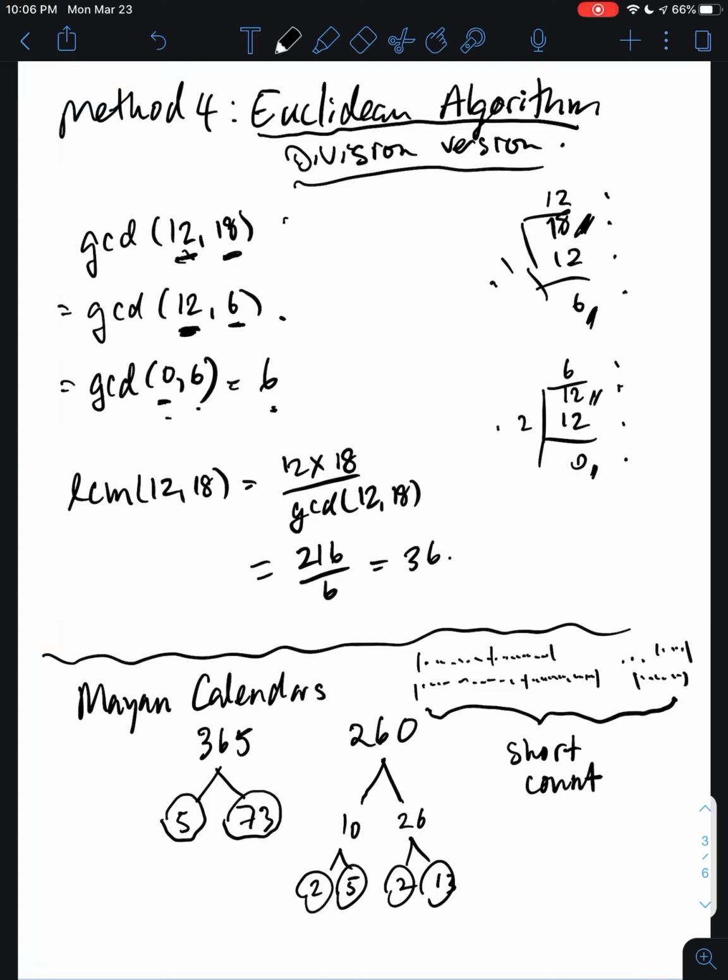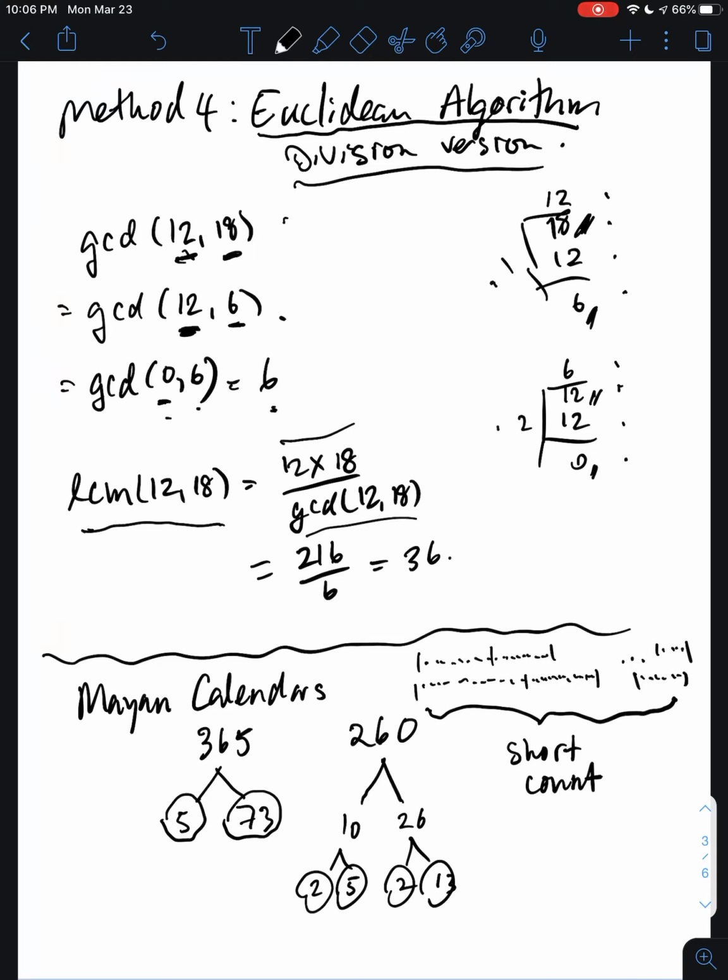So that is the Euclidean algorithm. It didn't save us a lot of time in this case. It doesn't always save us time, but sometimes it can save us an enormous amount of time. Now I just go back to using the same formula. The LCM of two numbers is their product divided by their GCD.